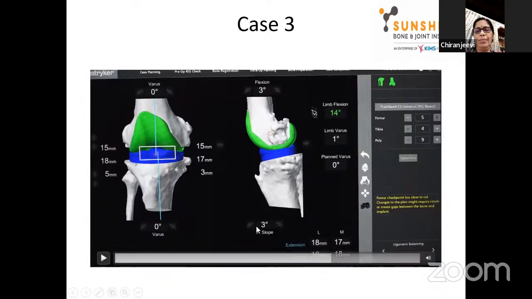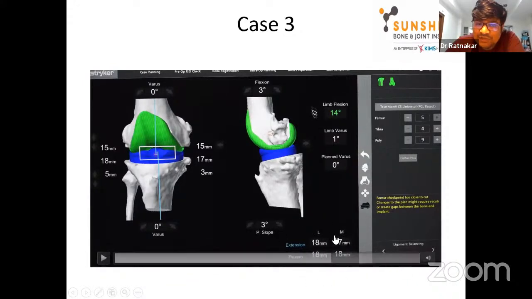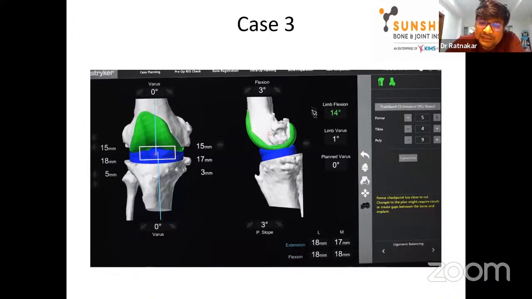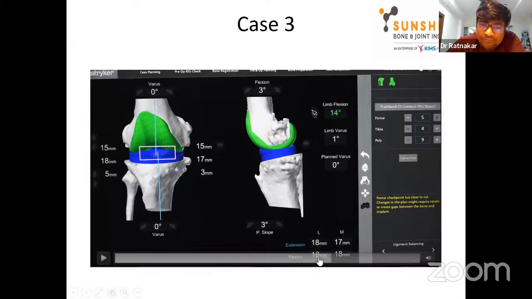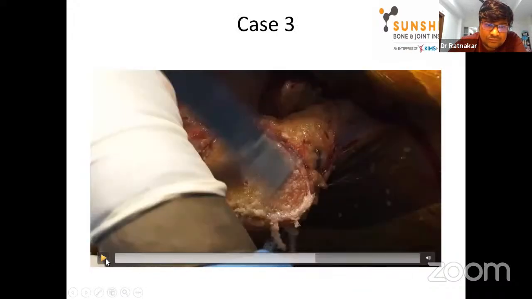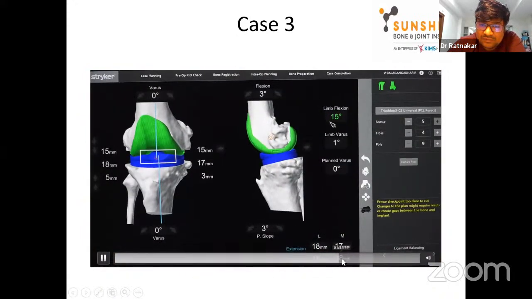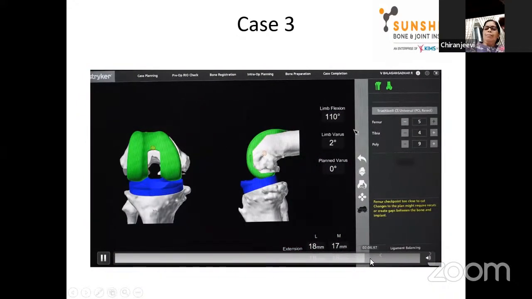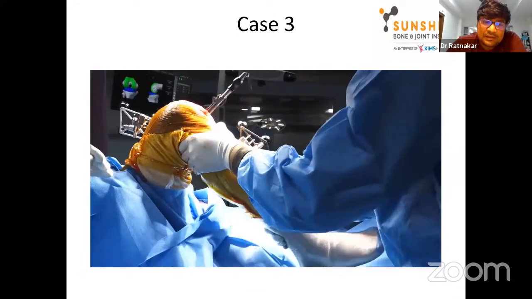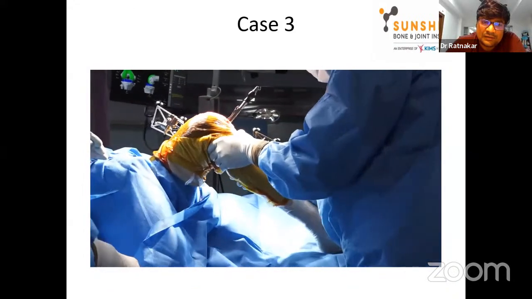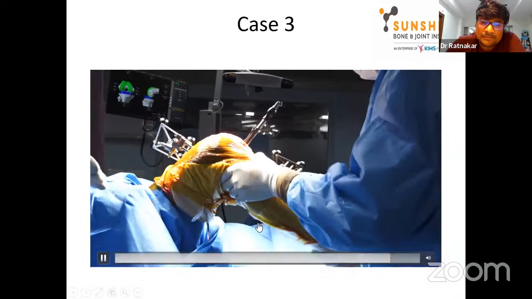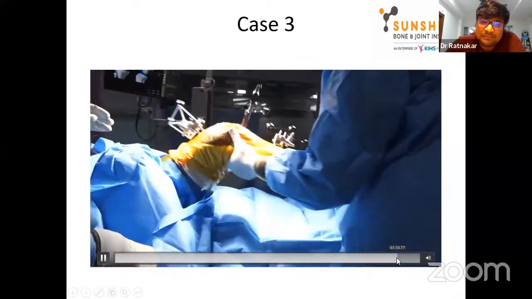This is the final balancing that we got. The balanced gaps in both flexion and extension. There is some amount of flexion deformity for which I had to again go back, sublux and release decently on the posterior aspect of the tibia. So this is the end. You can see the flexion, which is very stable. Almost a straight limb.